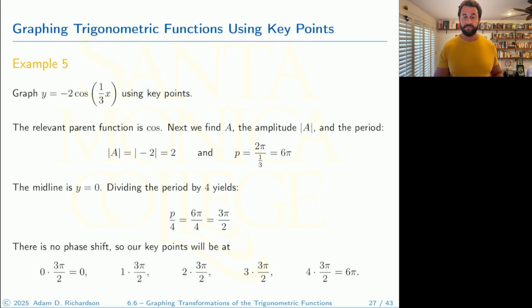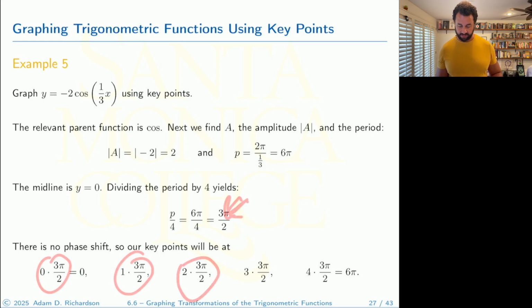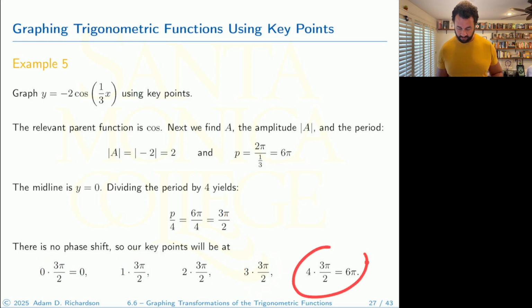Rather than say it out loud, let's look at it. So cosine, A is -2, amplitude is 2, period is 6 pi, like I was saying. The midline is 0. Dividing p, the period, by 4 gives us 6 pi over 4, which is 3 pi over 2. Again, there's no phase shift, right? There's no phase shift. So our key points are going to be at 0 times 3 pi over 2, 1 times 3 pi over 2, 2 times 3 pi over 2, 3 times 3 pi over 2, 4 times 3 pi over 2. Okay, almost done.